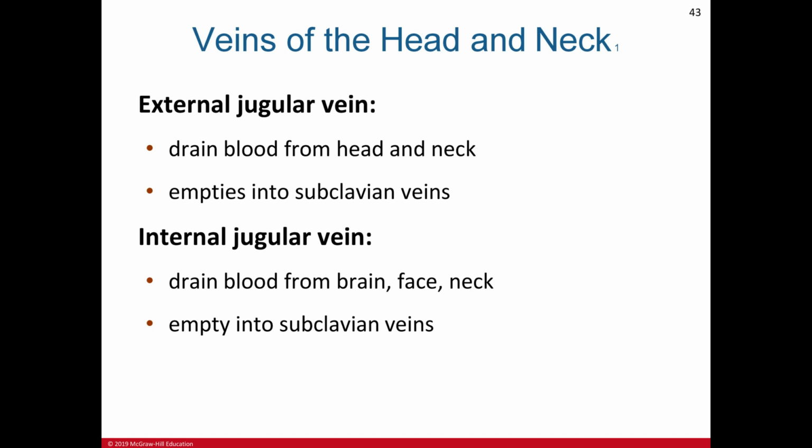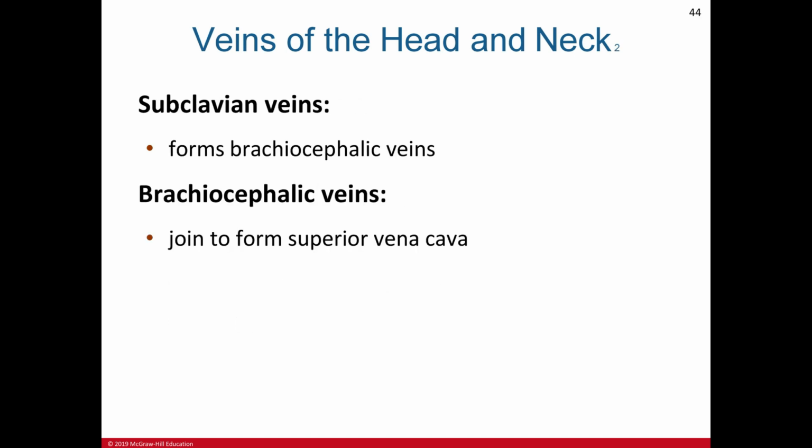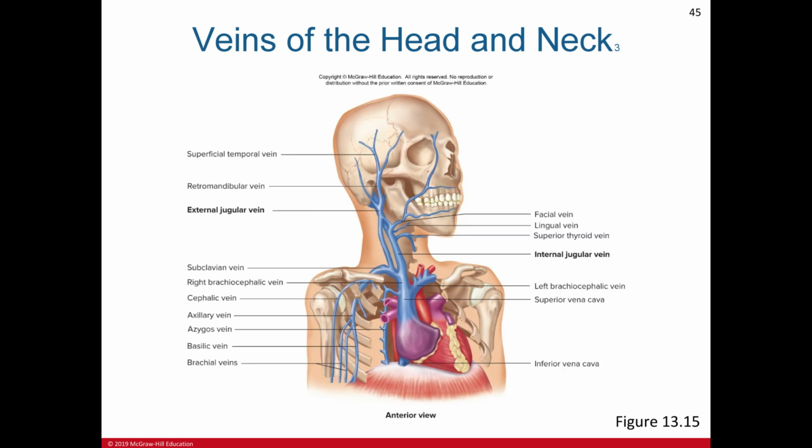We have two pairs of major veins that collect blood from the head and neck, the external and the internal jugular veins. The external jugular veins are the more superficial of the two sets. They carry blood from the posterior head and the neck. They empty primarily into the subclavian veins. The internal jugular vein joins the subclavian vein on each side of the body to form the brachiocephalic vein. The brachiocephalic veins join to form the superior vena cava. Again, the external jugular will drain blood from the head and neck, while the internal jugular vein will drain blood from your brain, face, and neck.